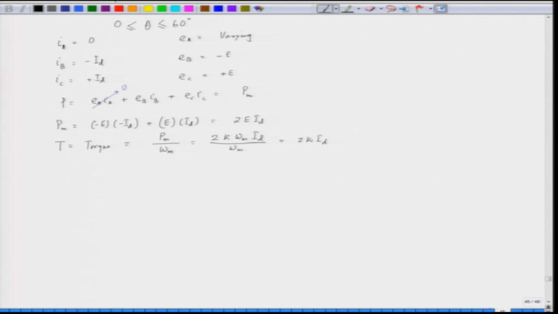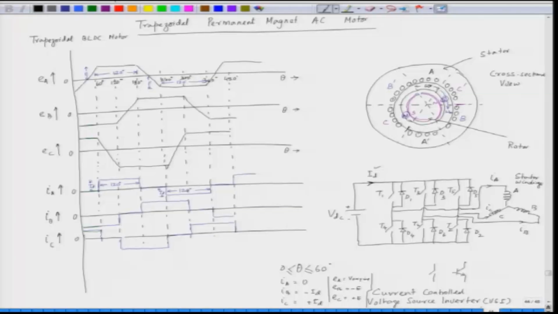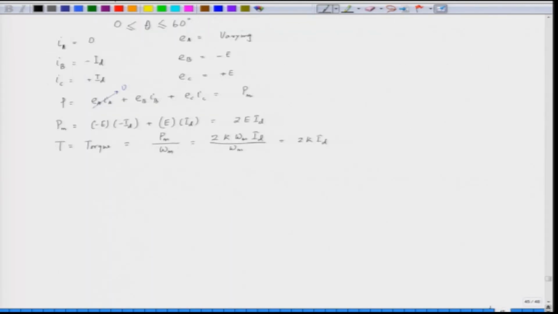So, what we saw here is that the torque of the motor is proportional to the current in the windings, that is ID. If you want to increase the torque, we increase ID. If you want to decrease the torque, we decrease ID. So, the torque is proportional to ID. Let us see the plot of the torque in this diagram. If we plot the torque waveform here, this is the torque waveform. The torque is constant, because when ID is constant, the torque will remain constant. This is happening for 0 to 60 degree.